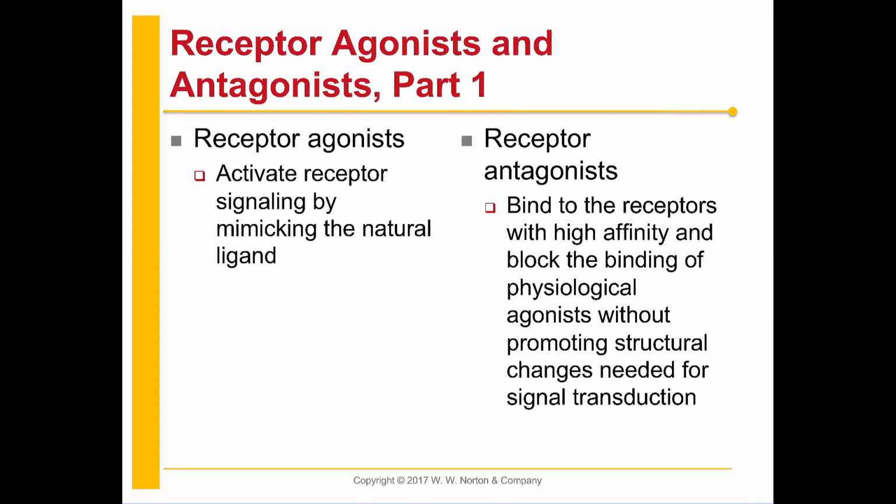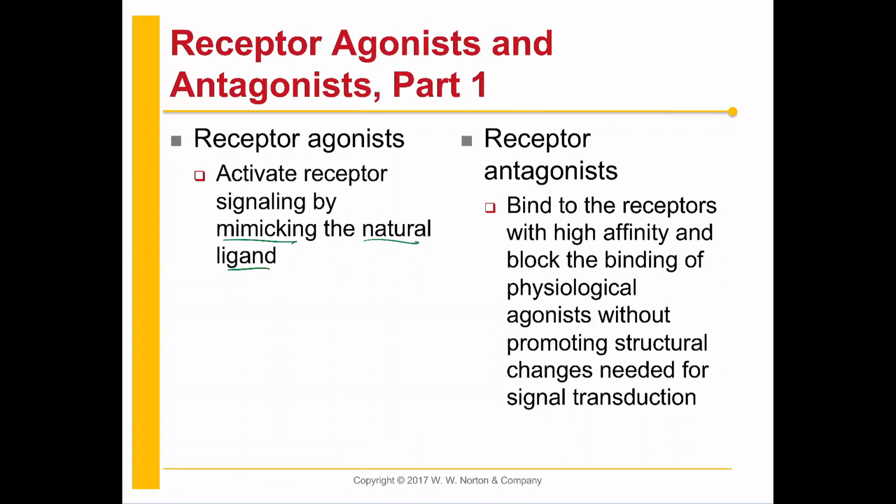And we can design drugs in two different ways. We can design receptor agonists. An agonist is a signaling molecule that mimics the natural ligand response, right? So if you have a drug that binds to your beta-2 adrenergic receptor, it's going to result in the same thing happening just as if epinephrine were binding. So it acts just like, or mimics, the natural ligand.